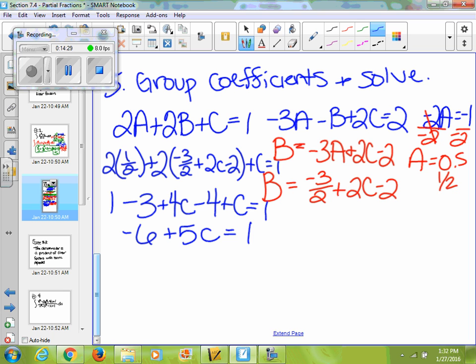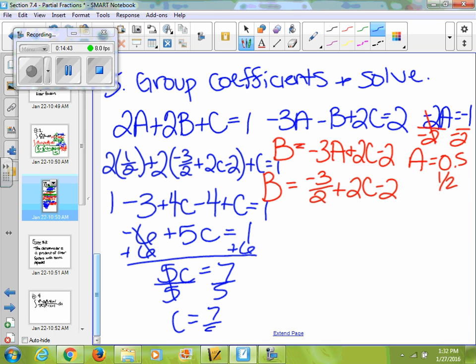Okay, so we just combine our like terms. So far, so good. Okay, add 6 to both sides. So 5c equals 7, divided by 5. C equals 7/5.